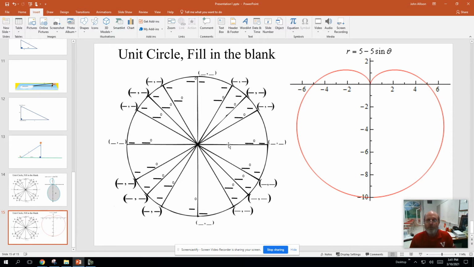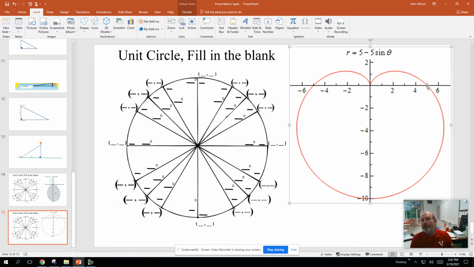So first off, if we start at the angle 0, the sine is 0. So this part's going to be 0. So at theta equals 0, the r is going to be 5. So the angle is 0, and the sine is going to be 0. So it's going to be 5 minus 5 times 0. 5 is going to be the r value. So we're going to go over here and plot this point right here when the angle is 0. This is going to be that point. The r is 5 and the theta is 0.